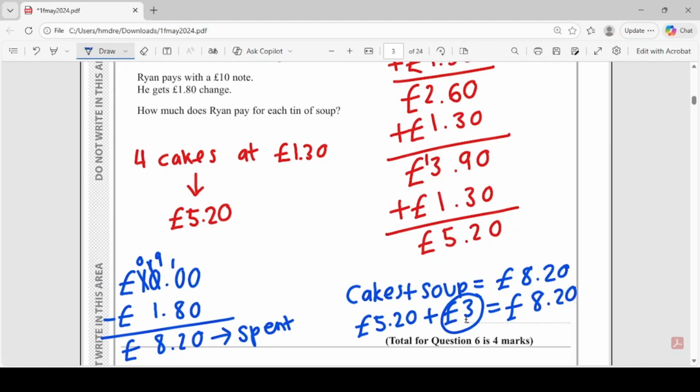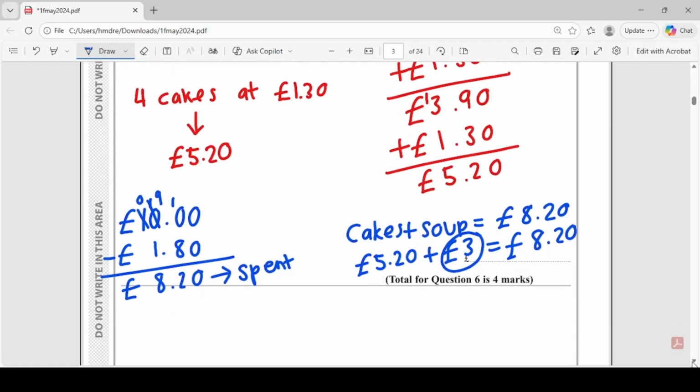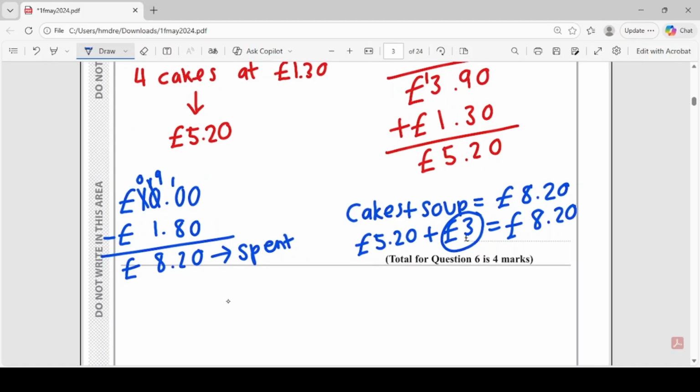It was £3 for 2 tins. He wants to know how much is 1 tin. So £3 for 2 tins. They're identical tins, so they cost the same. So that means each tin is half of £3, which is £1.50.